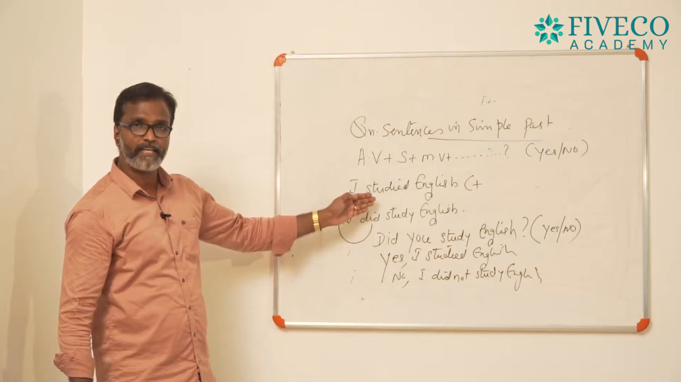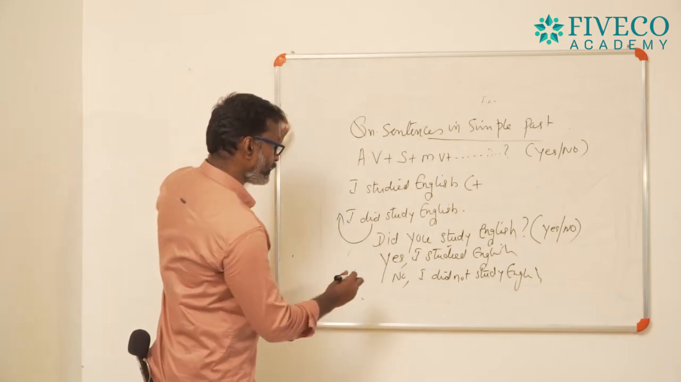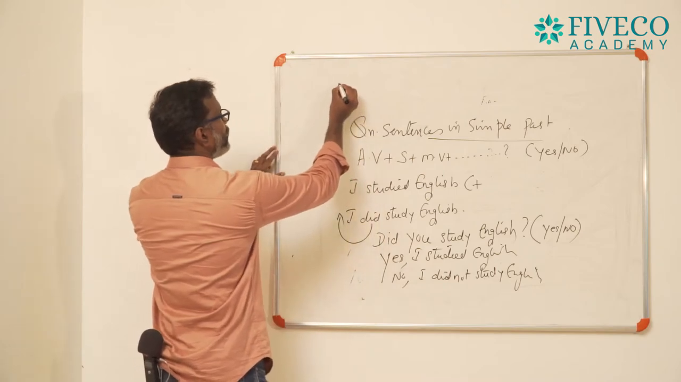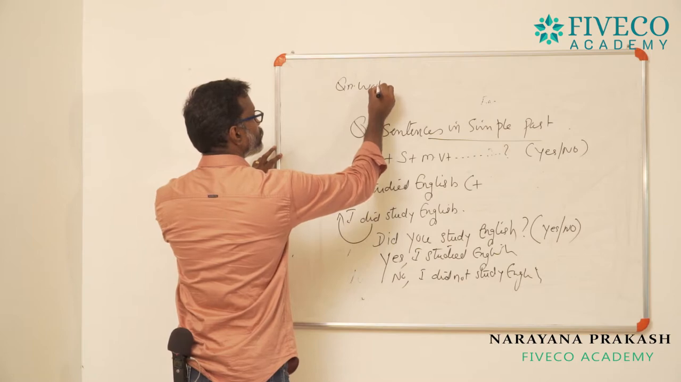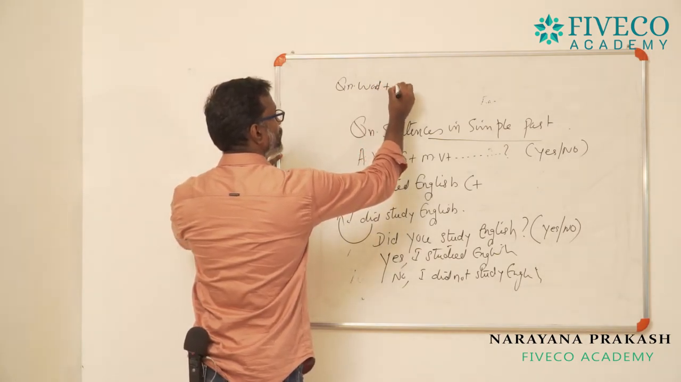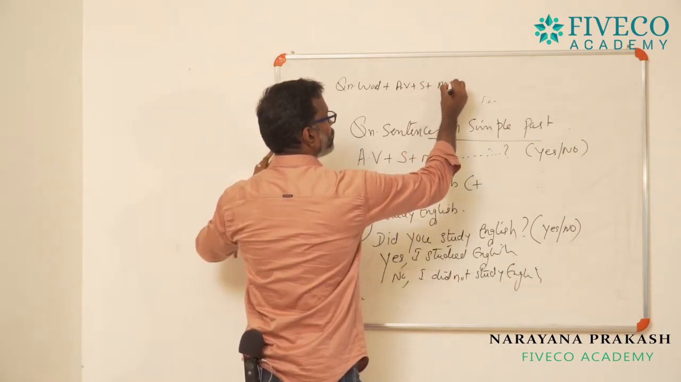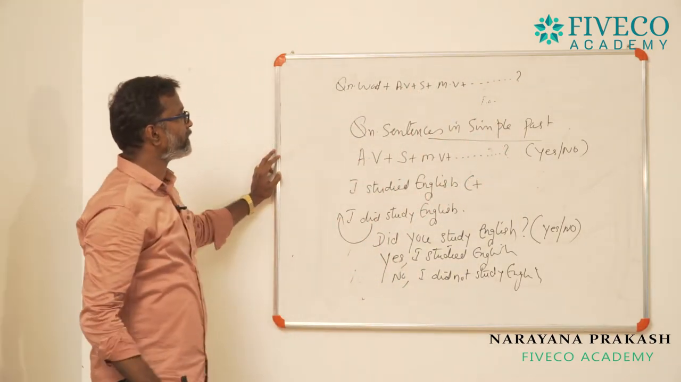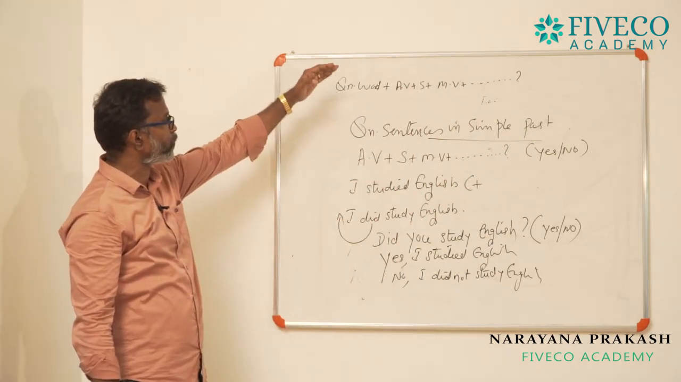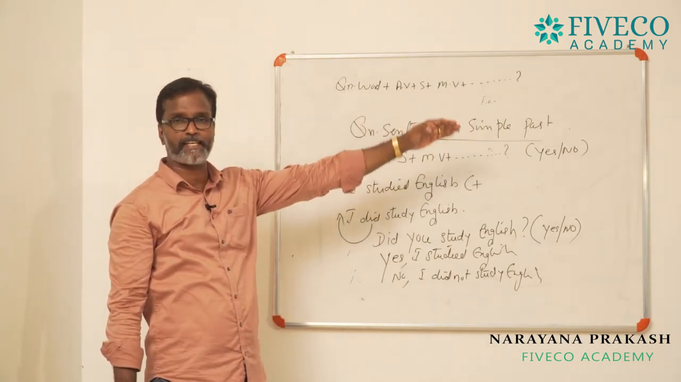If you need some other examples, for a WH question, I shall give you another one. What did you study? For a WH question, first you want to use a question word plus auxiliary verb plus subject plus main verb. That is the format of making a WH question: question word plus auxiliary verb plus subject plus main verb plus remaining portion of the sentence.